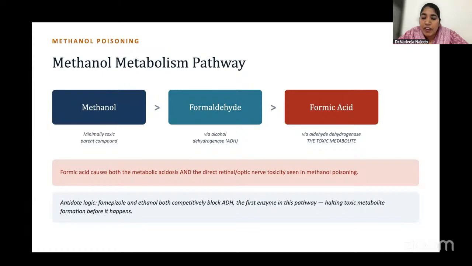Why is this metabolic cycle important? You have to understand that in methanol poisoning, the rate-limiting enzyme here is alcohol dehydrogenase. Fomepizole and ethanol, which are the antidotes here, competitively block alcohol dehydrogenase, the first enzyme in the pathway, and block the conversion of methanol to formic acid, thereby halting the toxic metabolite formation.